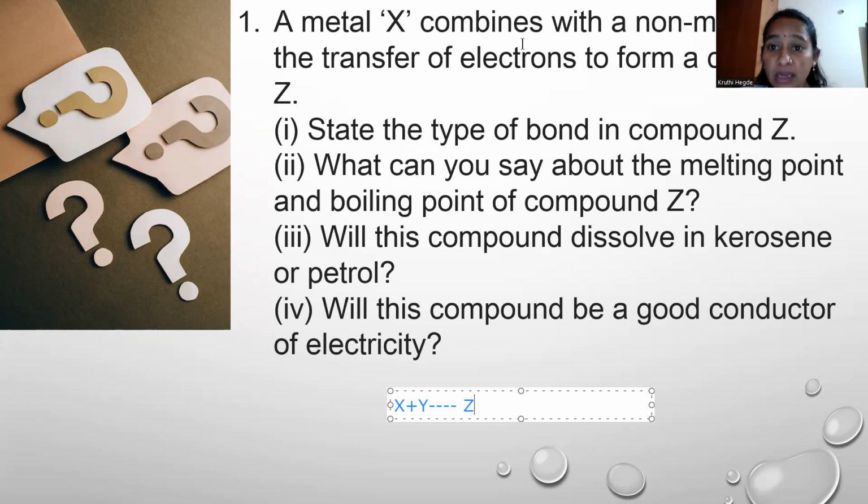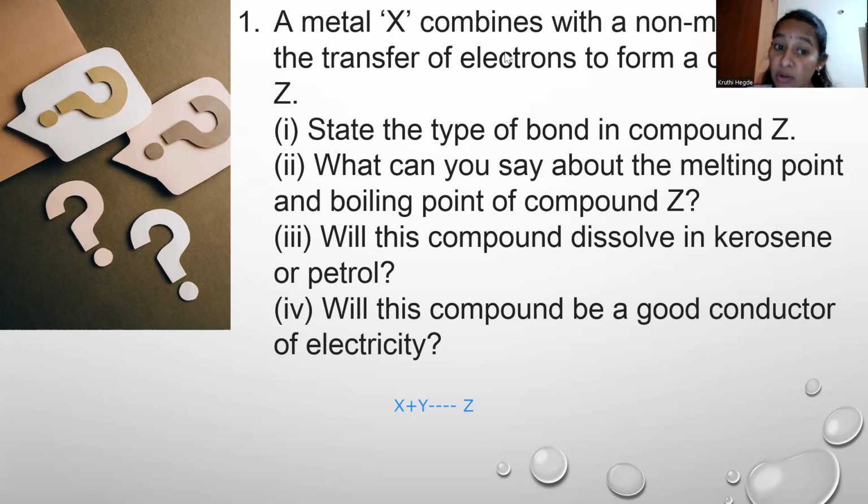They have given here metal X. X is metal. They have mentioned X is metal and Y is non-metal. So they are asking the type of bond in compound Z. It's very much clear from our previous understanding that the type of bond in compound Z is ionic bond. What can you say about melting and boiling point of compound Z? Is it high or low? What do you say about it? Ionic compounds generally have strong ionic force of attraction, hence their melting and boiling point is also high.